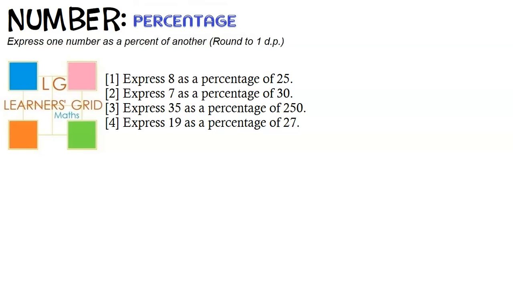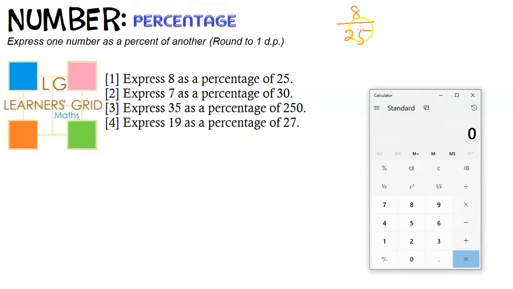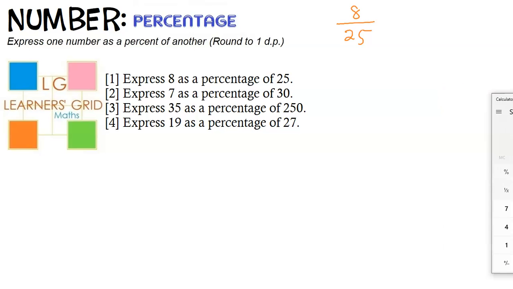So for the first one, it says express 8 as a percentage of 25. The way that's termed, of 25 means that 25 must be the denominator and 8 is the numerator. So once I know that, great, I can just go straight to my calculator and type this in. So 8 divided by 25, percent, equals, and there I go, it's 32. So the first one here, the answer is 32%. It's a whole number, so I don't need to round off. If I wanted to round off to one decimal place, I could go like this.